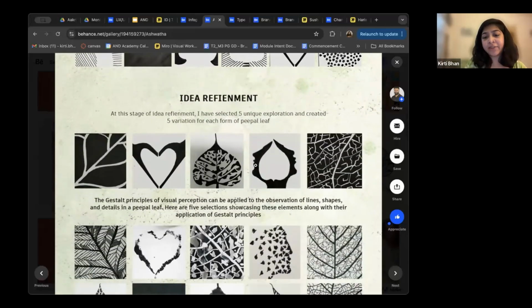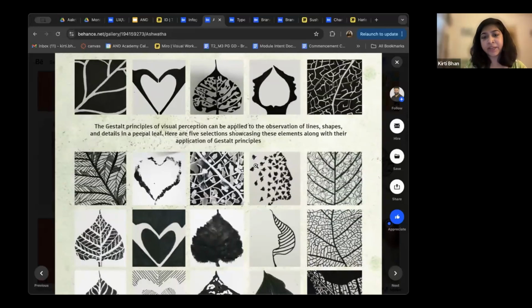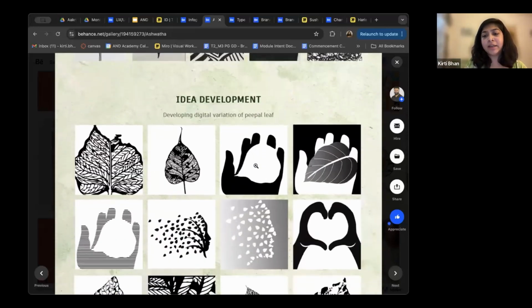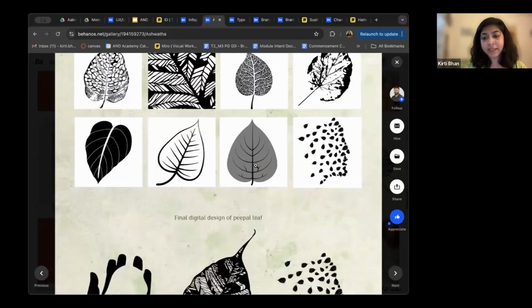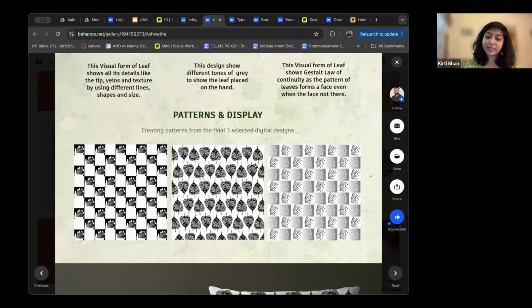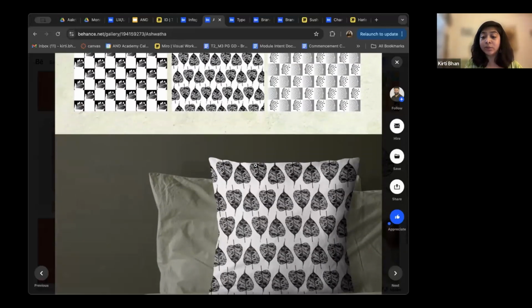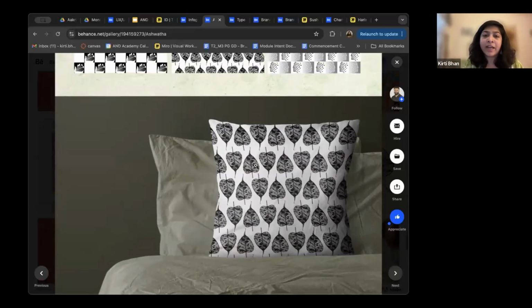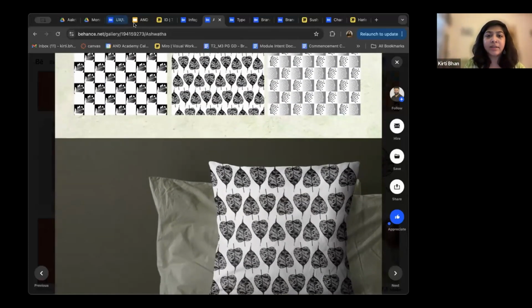Then choosing these 5 and doing further variations in them, creating more variations and then taking them digitally. And then finally selecting these 3 and also creating patterns from these 3. And we can see how prints of these could be used, and we can think of as many ideas. All right.